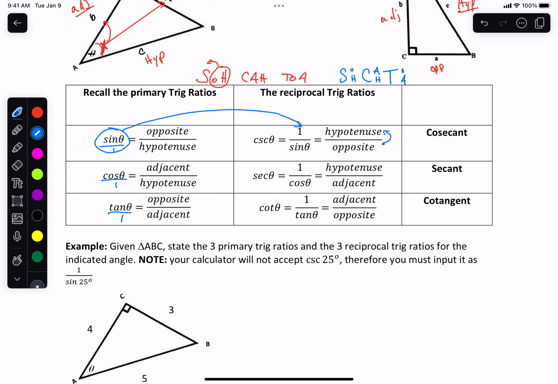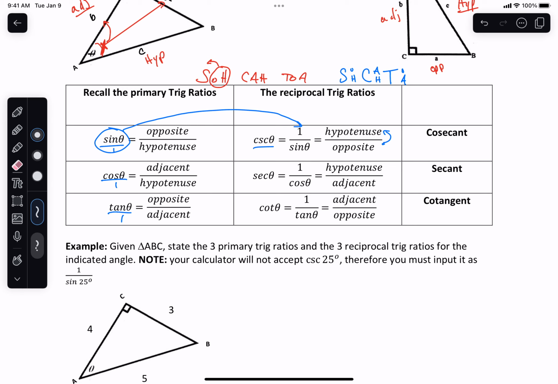So cosecant, CSC, is hypotenuse over opposite. You'll notice that is the reciprocal of sine theta, where it was opposite over hypotenuse. So we see that? To be a reciprocal trig ratio, which these are all fancy words for, just take the fraction and reciprocate it, or flip it, right?